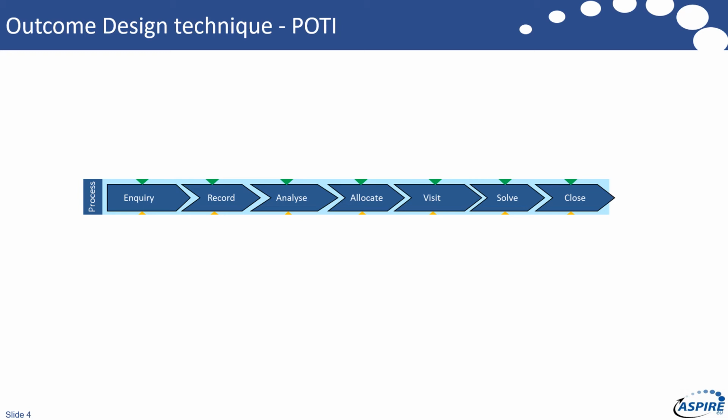So in this model that I'm using in front of you, you can see a process for handling pretty much anything. And any sort of service company would do this. You'd get the inquiry in, you'd record it, you'd analyze the client's needs, you'd allocate it to somebody, you'd organize a visit or you dispatch it, you solve the problem somehow and then close it.